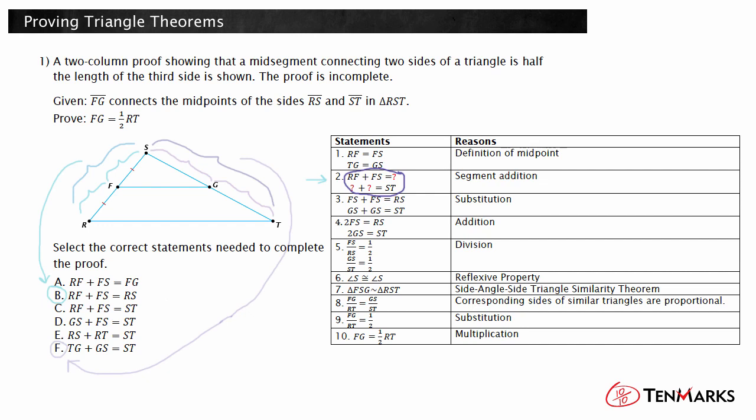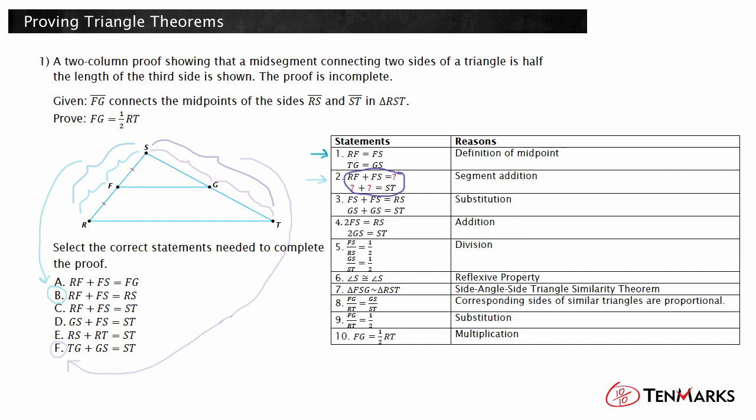Looking at the answer choices, you can see that the statements needed to complete the proof are choice B and choice F. You can double check this by making sure the rest of the proof makes sense using these statements. To get to the first equation in step 3, the equation FS equals RF from step 1 is used to substitute FS for RF in the equation from step 2. The result is the first equation in step 3.